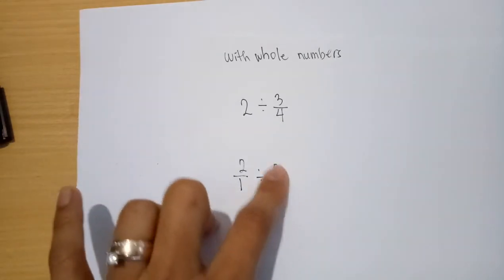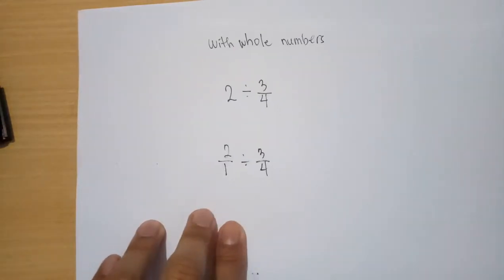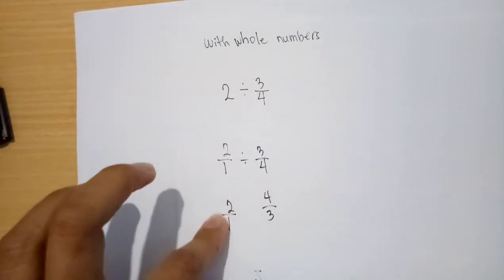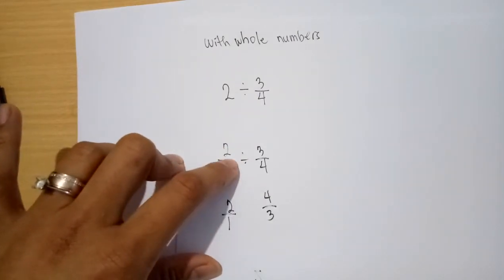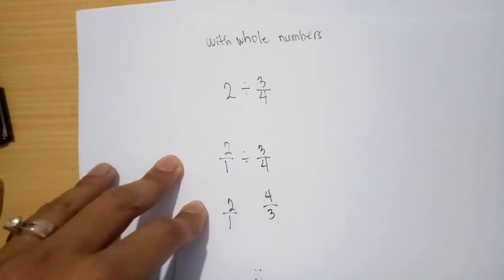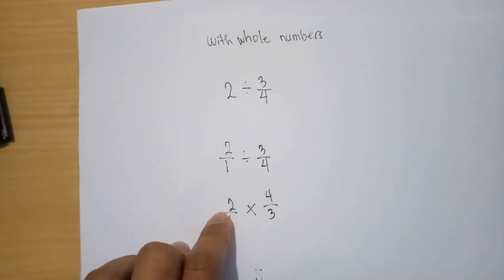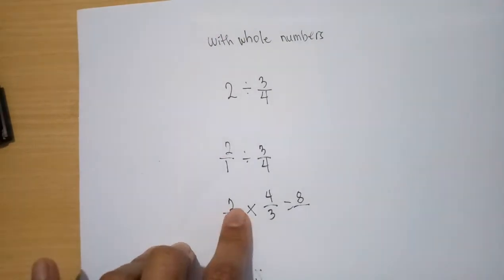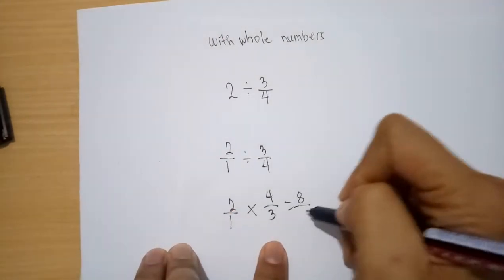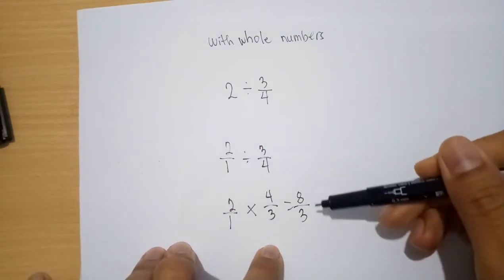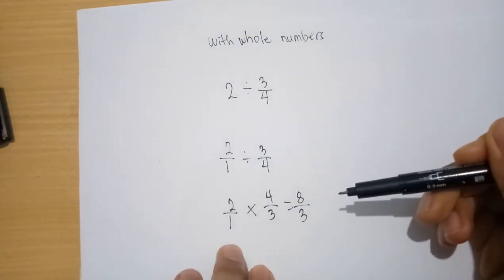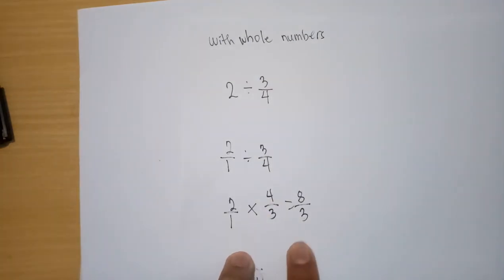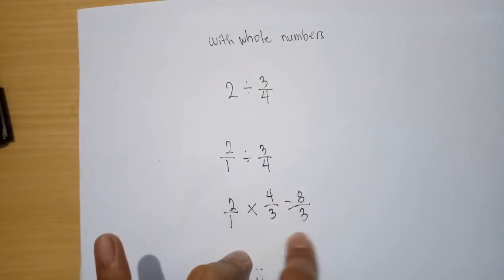And then the next step is to flip one of the fractions. So I just flip one of the fractions, and I copy this fraction over here. And next step is to change the sign to times or multiplication. Next step is to multiply numerators. 2 times 4 equals 8. 1 times 3 equals 3. Now we have the answer 8 over 3. Can we still simplify it? No, we can't simplify it. So therefore our answer is 8 over 3.